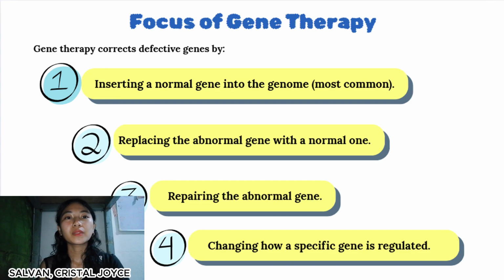So the main goals of gene therapy are replacing abnormal genes with normal ones, repairing defective genes, and changing how a specific gene is regulated. And the most common approach is inserting a normal gene into the genome to replace a faulty one.